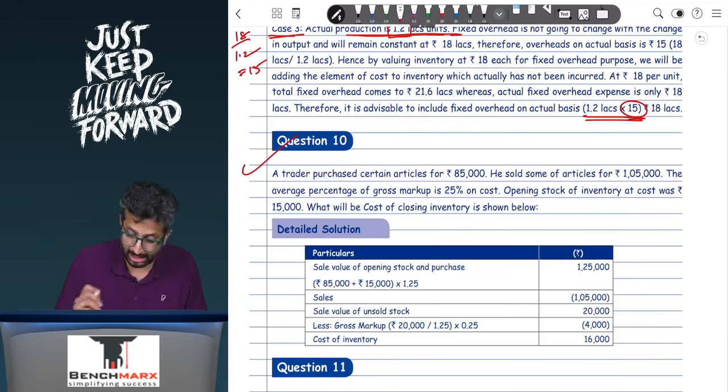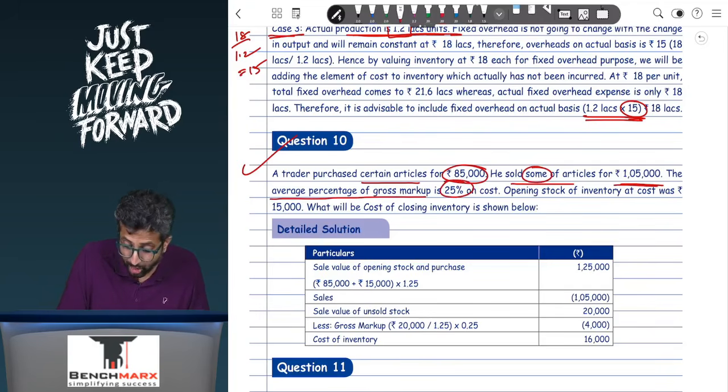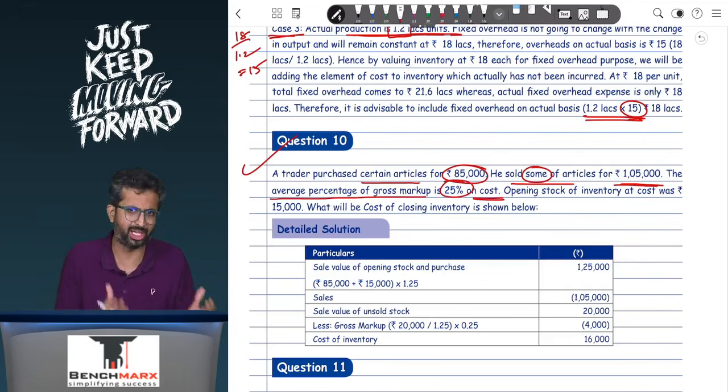Question 5 is on retail sales price method. A trader purchased certain articles for 85,000. He sold some of them, not all of them, for 1 lakh 5. So this is your sales. And the average percentage of gross margin is 25% on cost. Usually this is on selling price, here it is on cost.